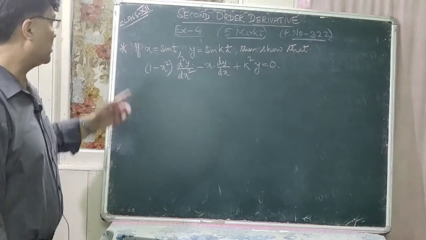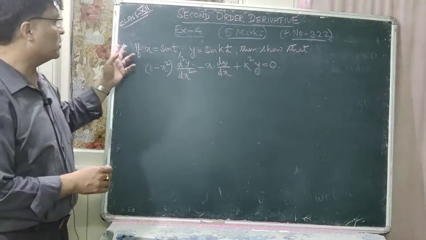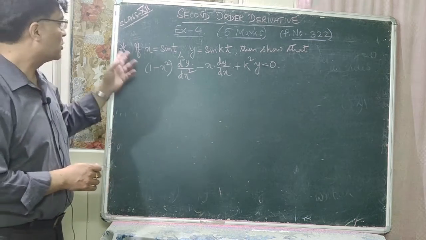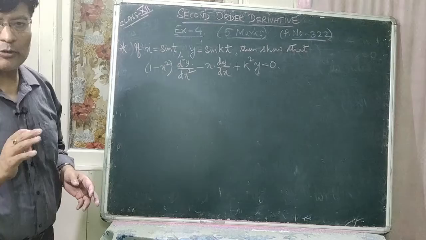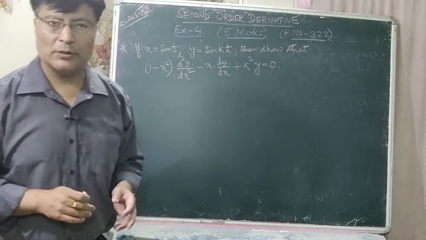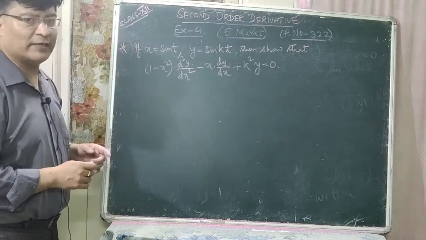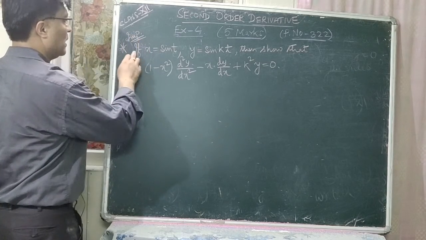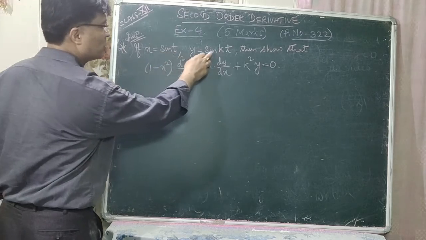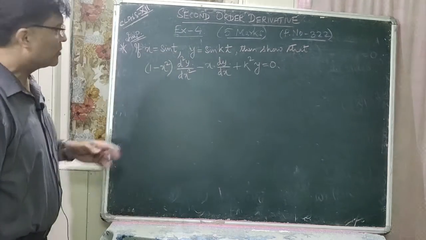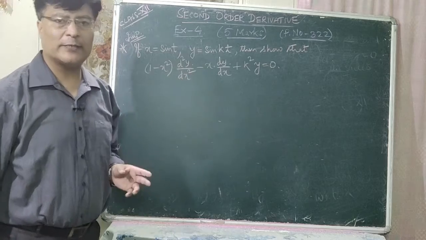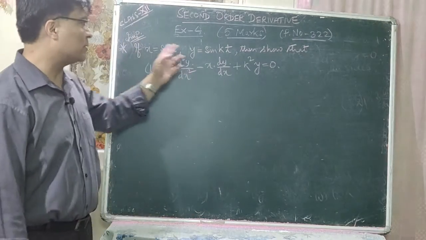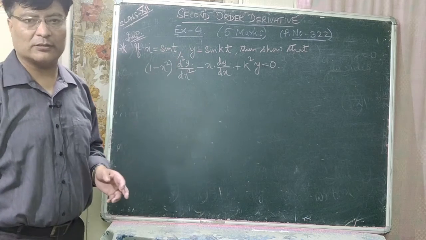So now we'll do the next question. This question is from a worked out example from the book. Okay, so this question is very, very important. You can mark it. If x is equal to sine t, y is equal to sine kt. So in this case, x and y are expressed in terms of a third variable t. t is a parameter here. So this is a parametric equation, and here k is a constant.